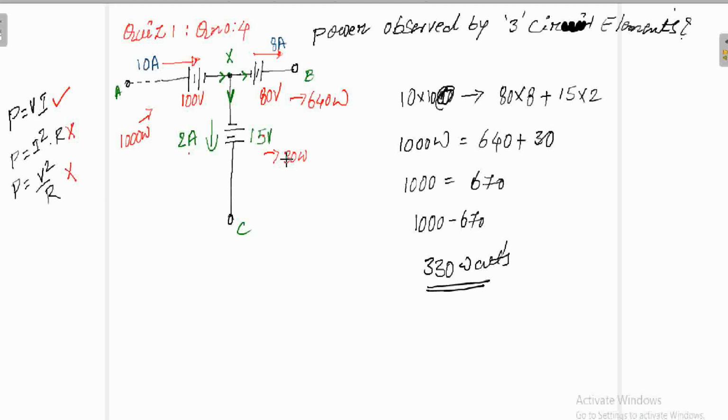So this is the way we have to find the power absorbed by any circuit element. We have done nothing, just applied KCL at this node. 10 amps is the incoming current. Thus 10 amps is equal to 8 plus Y. Actually it is not given, so let us consider this is Y. So 10 minus 8 is equal to Y. Then Y is equal to 2 amperes.